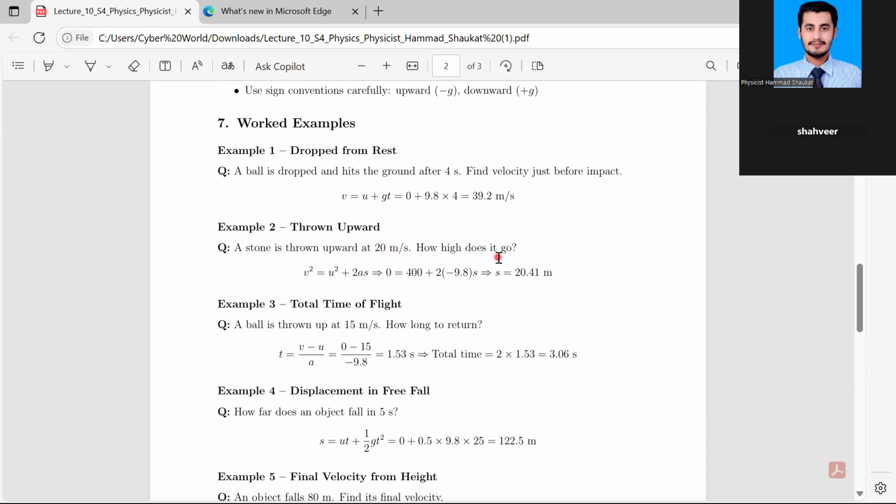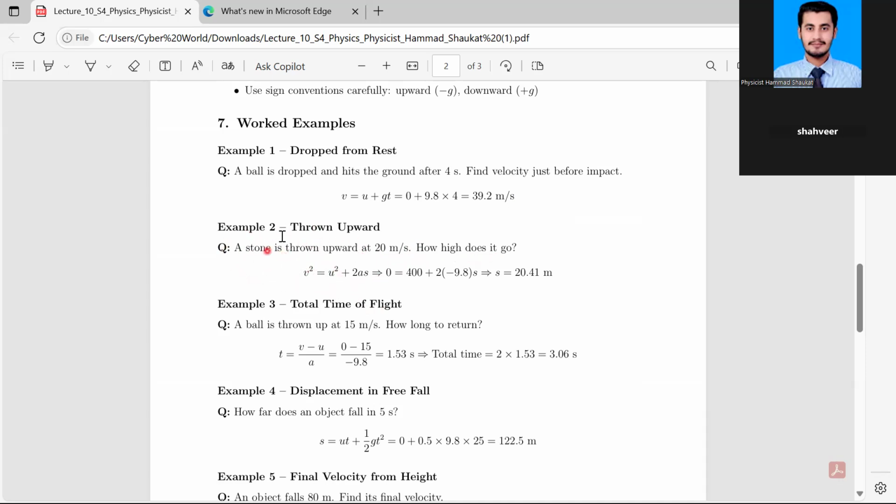So can you tell me which equation of motion we have to use? In this problem, time is not mentioned. So you know in which equation of motion time is not given. The third one. Yes, the third one. So it's clear that you have to use the third equation of motion to solve this problem, which is v squared equals u squared plus 2as.